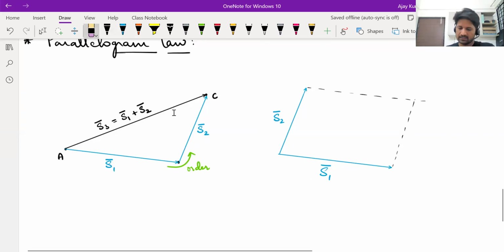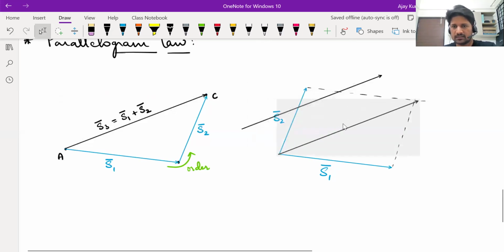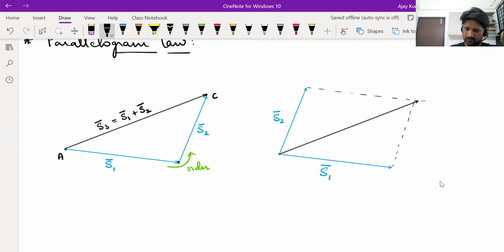And their resultant now is obvious, you can directly see it here. The resultant is nothing but the diagonal of that parallelogram. I just copy pasted this, so no change in length or direction. This one and this one are the same. On the left, what you are seeing is triangle law. On the right, what you are seeing is parallelogram law.